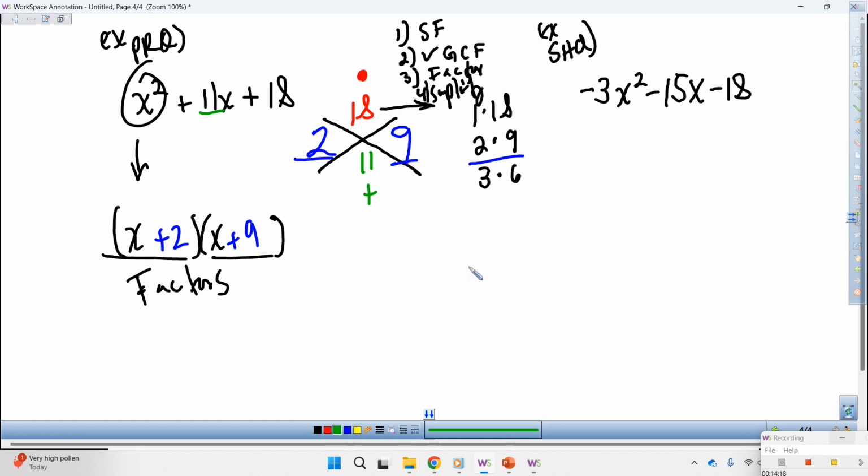Greatest common factor, which is negative 3, so it's negative 3. Hands if you got that. That is correct. And that leaves us with x squared. Negative 15 divided by negative 3 is positive 5x. Negative 18 divided by negative 3 is positive 6. So far so good. Step 2 done.